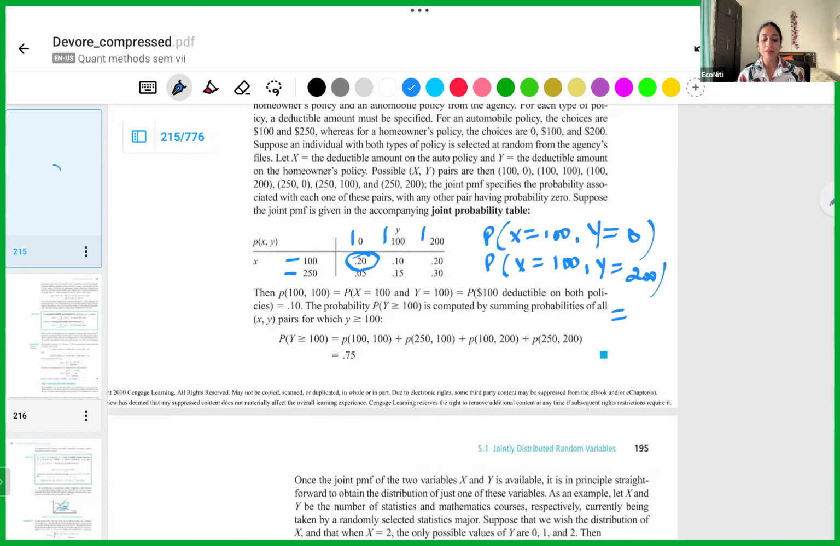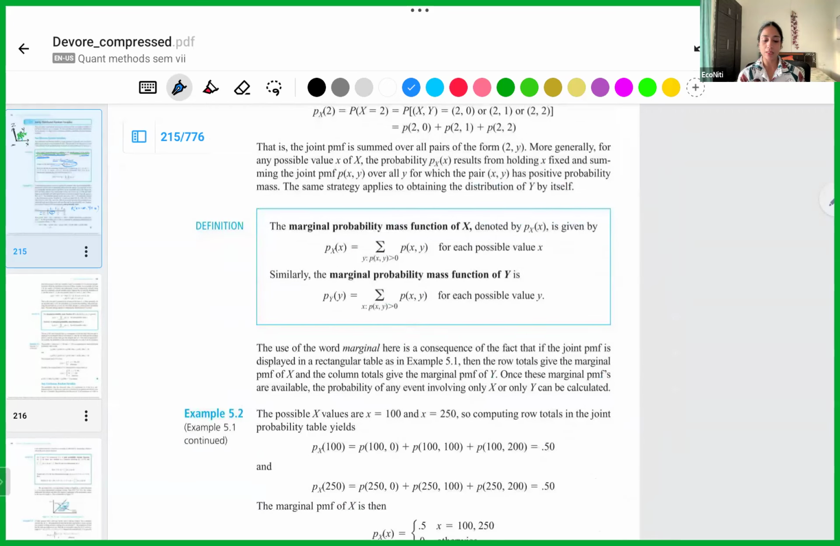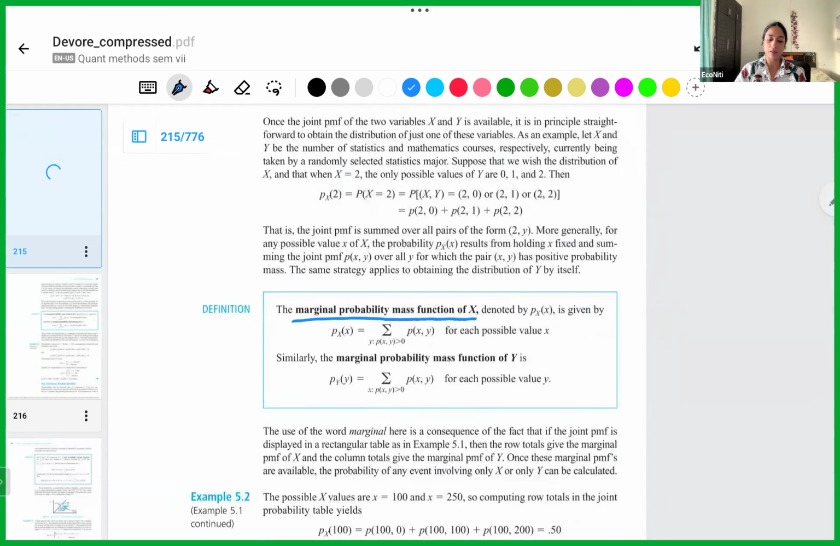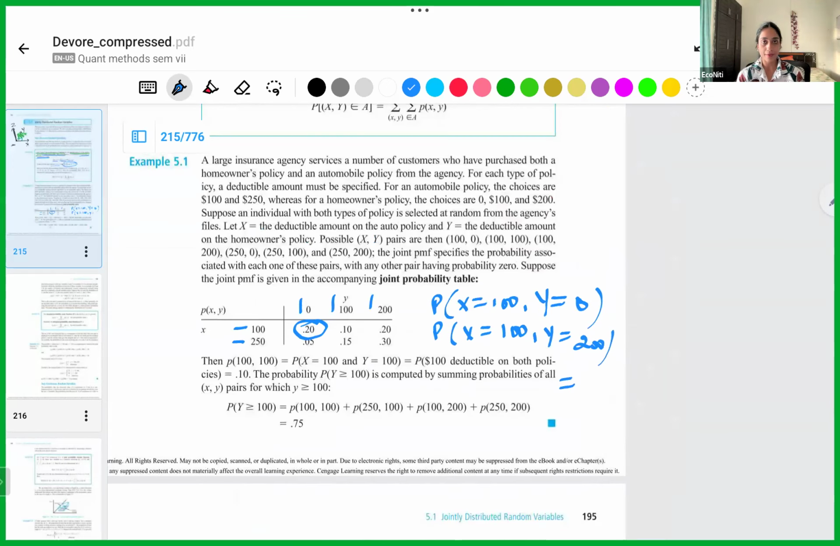Okay. Then this kind of table also gives the mass probability mass function. If you know the joint, you can go from joint to individual. ठीक? तो अगर x is equal to 100 का probability क्या है? x is equal to 100 का probability, total probability कितना है? जब x 100 है तो y क्या हो सकता है? या तो 0 हो सकता है with a probability of 0.2, या तो वो 100 हो सकता है with a probability of 0.1, या तो वो 200 हो सकता है with a probability of 0.2.